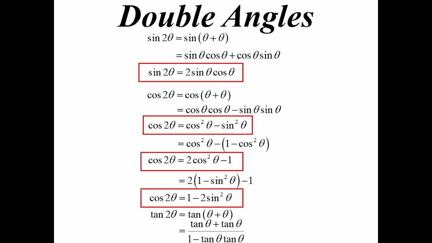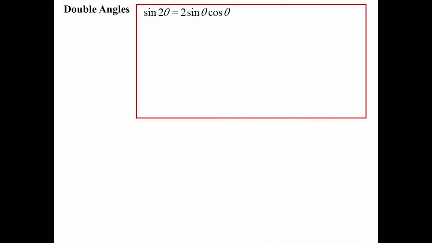And tan, we get tan plus tan on 1 minus tan tan, and then that tidies up to be 2 tan theta on 1 minus tan squared theta. So we call them double angle results, not 2 theta results. Because you could use this to find the sine of 4 theta. Because 4 theta is double 2 theta. So you're saying it's double the angle.